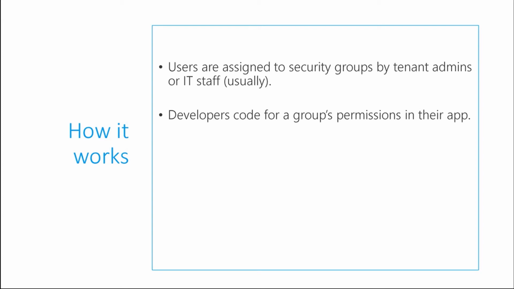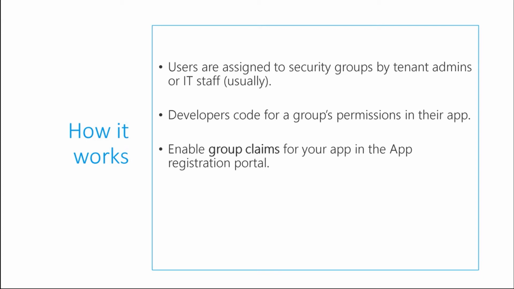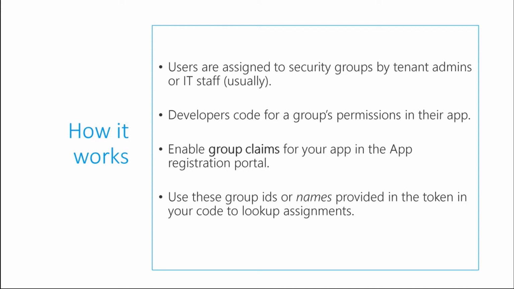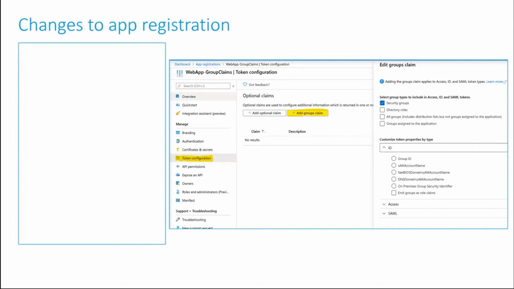As a developer, you can code for group permissions if you know them to be available for sure. You would enable the groups claim in your application registration portal, and then you can either use the group IDs or the group names that travel to your application in a token to implement whatever authorization decisions you want to make. So how do you enable your applications to receive group claims? You would click on token configuration. You will find a button called add groups claim. Once you click on that, you will see a lot of options available to you. To get groups in your token, you will choose security groups.